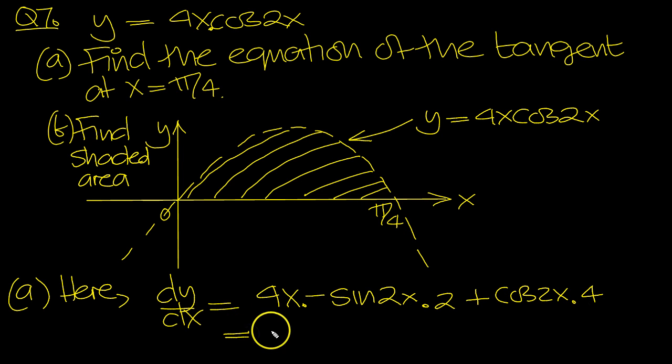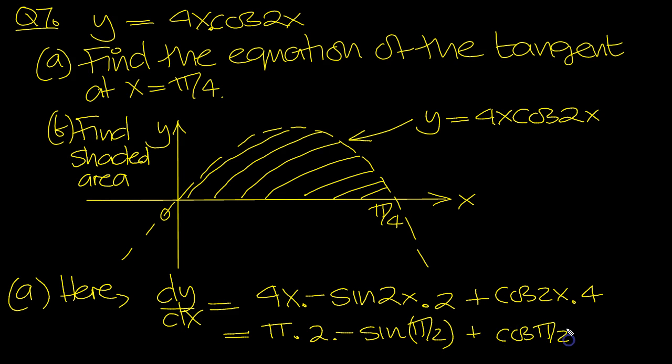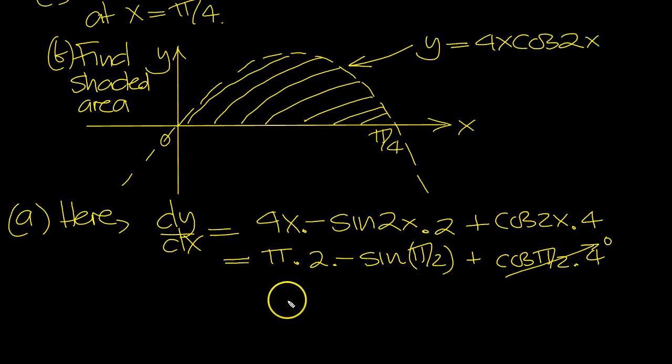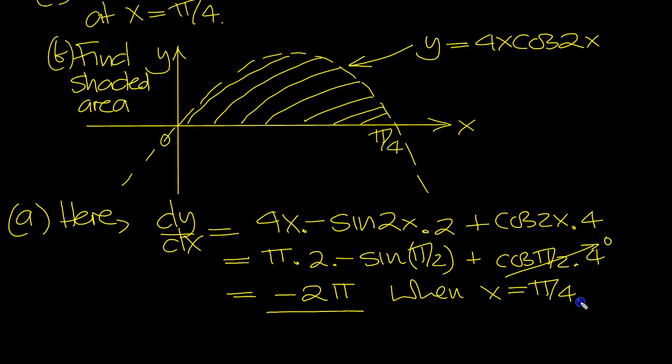Okay, so at pi over 4 then, 4 times pi over 4 will be just pi, times 2 times minus sine. 2 pi over 4 is pi over 2, plus cos pi over 2, 2 pi over 4 is pi over 2, times the 4. Cos 90 is 0. Sine 90 is 1. So sine pi over 2 is 1. So we end up with minus 2 pi when x equals pi over 4.